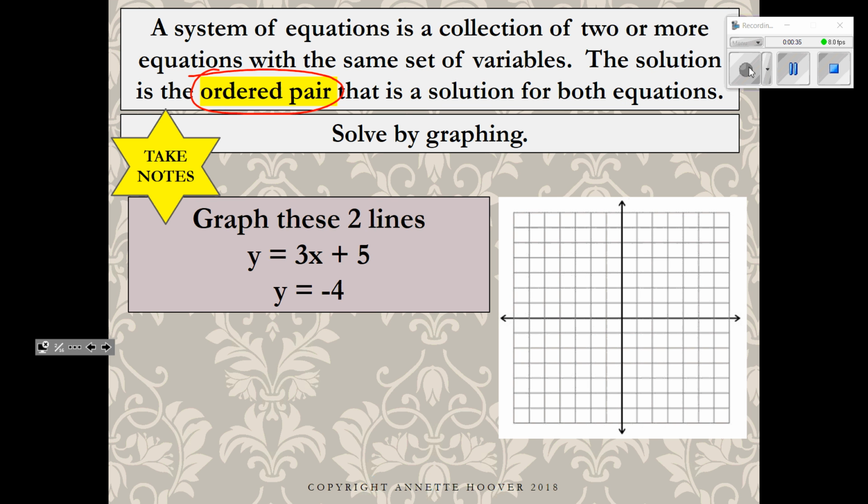First, we're going to look at how to solve these by graphing. So we have talked about how to graph lines using slope-intercept form. So here you have two lines, y equals 3x plus 5 and y equals negative 4. So if I were to graph both of these, remember first we always start with the y-intercept. So it crosses the y-axis at 5. 1, 2, 3, 4, 5. So I put a point there. We know that's one of the points.